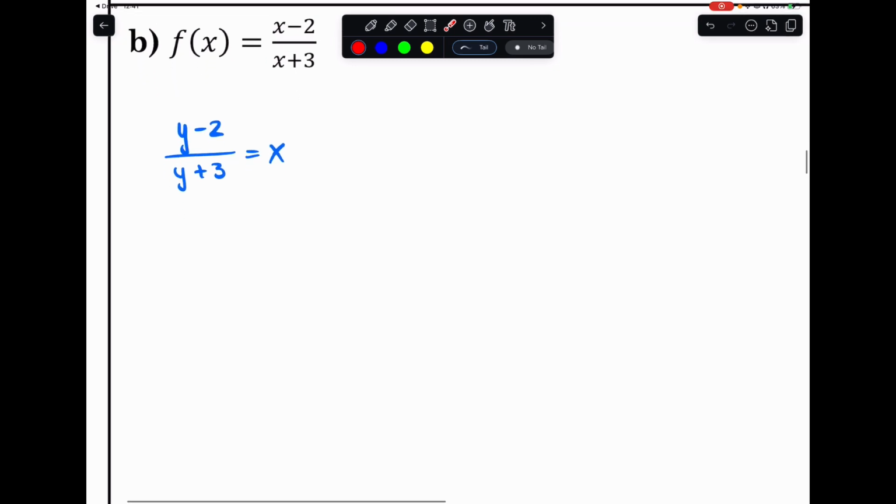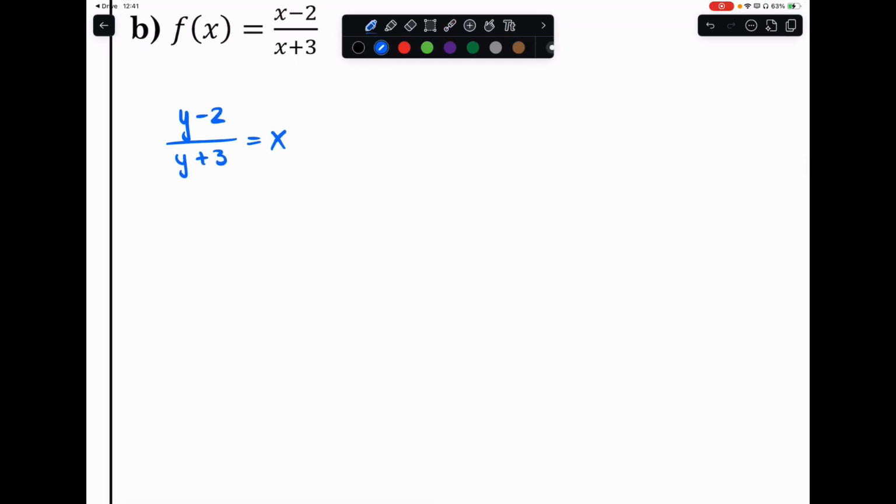Now, the procedure to solve this equation is by first doing cross multiplication. We're going to get this value and multiply it with this x up there. So it's going to look like this. We're going to have y minus 2 equal to x, and we're going to multiply that x with y plus 3. So cross multiplication.